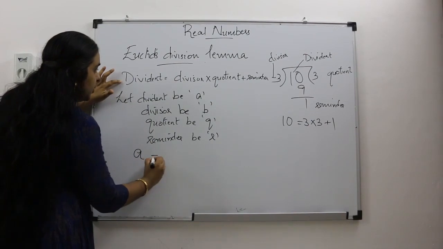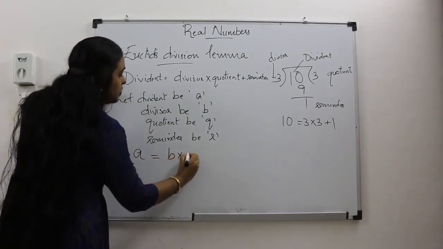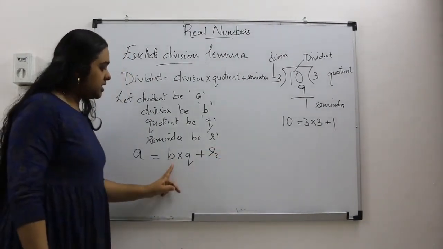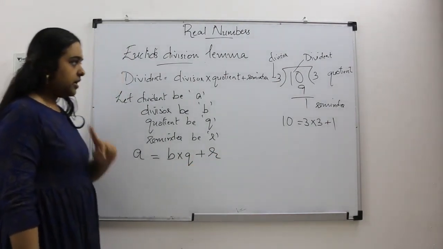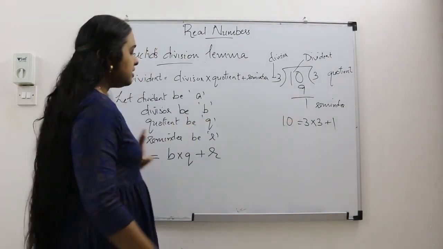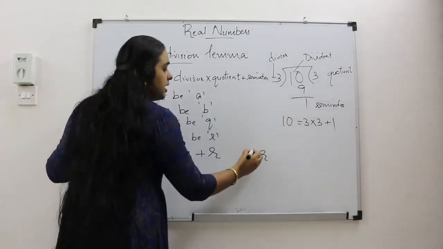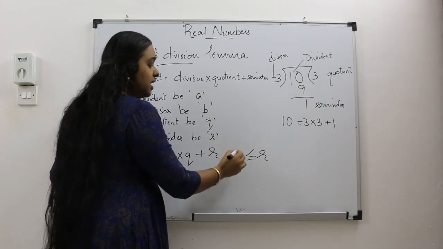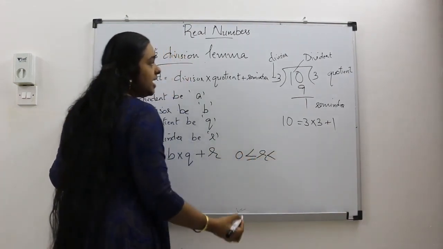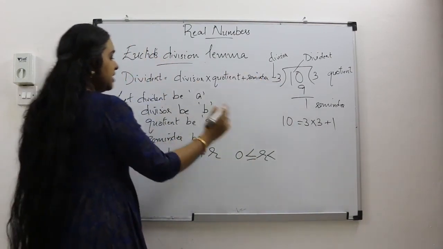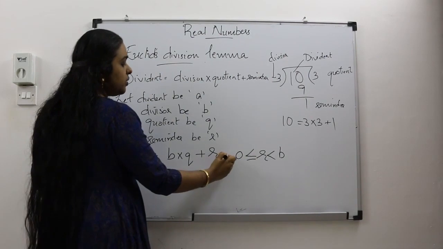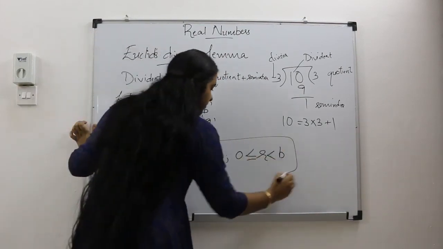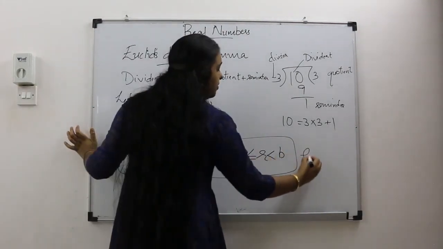Dividend A equals divisor into quotient plus remainder. We know that dividend equals divisor into quotient plus remainder. And one more thing we have noticed, that here the remainder should be greater than or equal to 0 and it will always be less than the divisor. Divisor means B. 0 less than or equal to R, less than B. So this is our general form. We have put it in the general form.